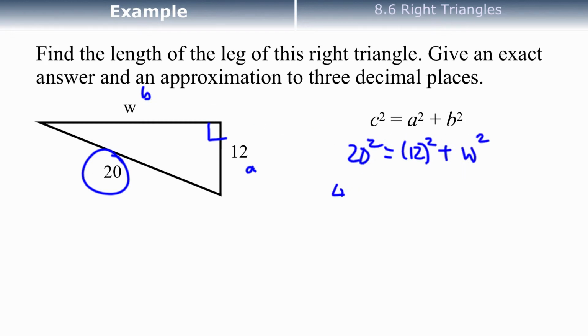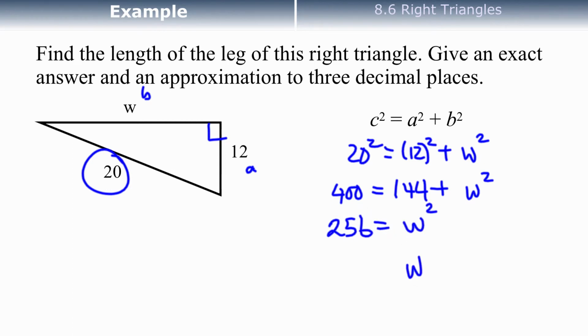Okay, 20 squared is 400. 12 squared is 144 plus W squared. Subtract 144 from each side, so I think that's 256 is equal to W squared. And then square root both sides. So you get W is equal to the square root of 256. And the square root of 256, I believe, is exactly 16.